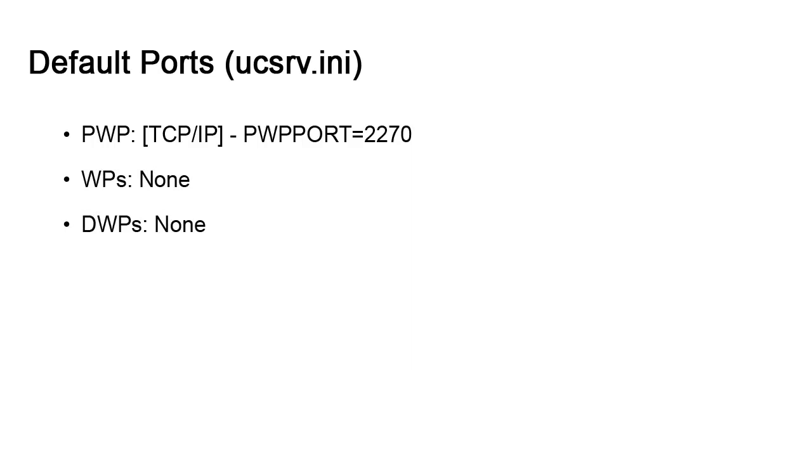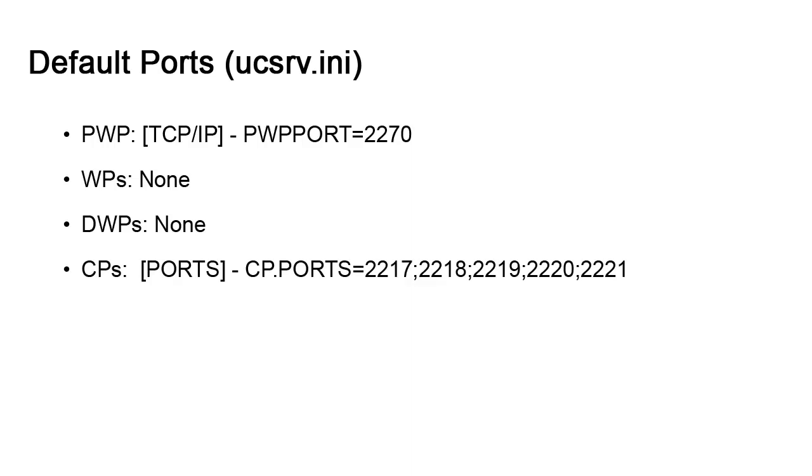Work processes and dialog processes are not contacted by other components and therefore have no assigned ports. Their activities are synchronized by the PWP. All other processes are configured in the port section. You can have multiple CPs, and the default port range starts at 2217 in the cp.port setting.